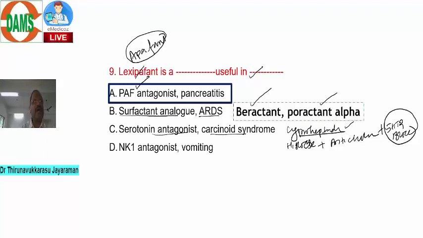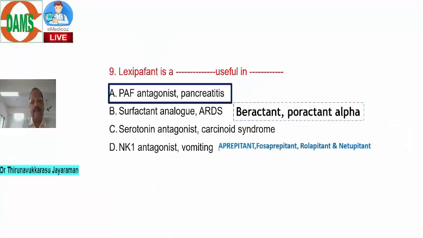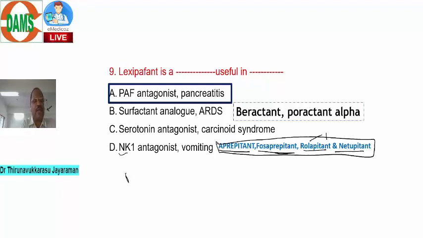And NK1 antagonist useful for vomiting. This is important. We have a lot of examples. For example, we have something called aprepitant. Please note, we have aprepitant, fosaprepitant, rolapitant, netupitant. All these drugs are called NK1, NK1 meaning neurokinin 1 antagonist, useful for treatment of anti-cancer drug therapy induced vomiting, especially useful for treatment of late phase vomiting.